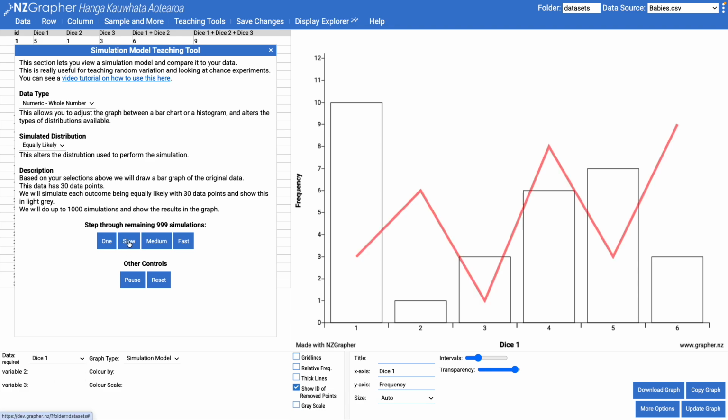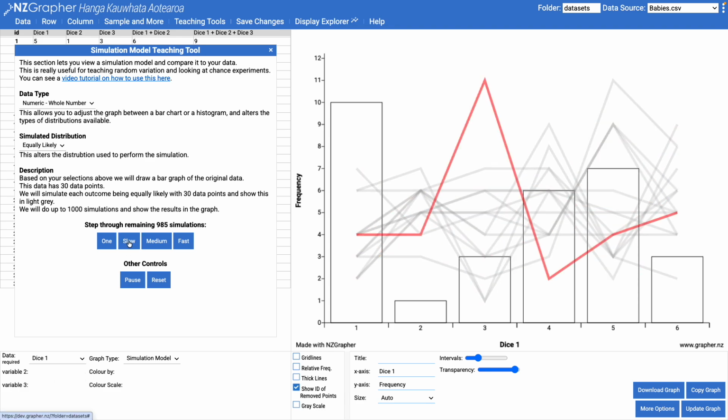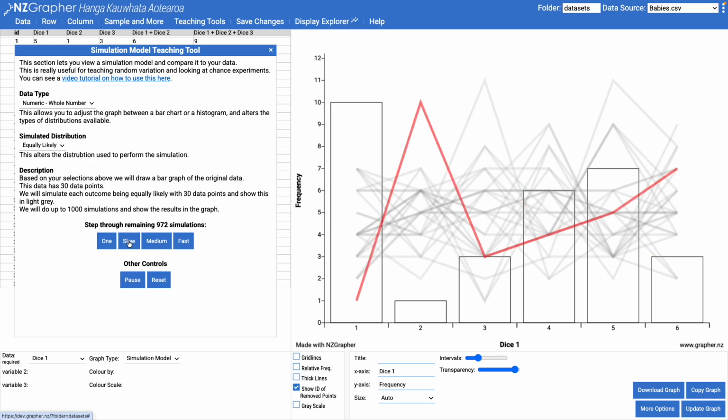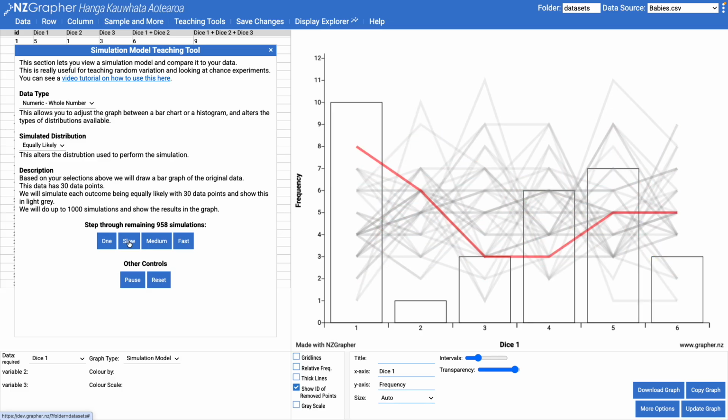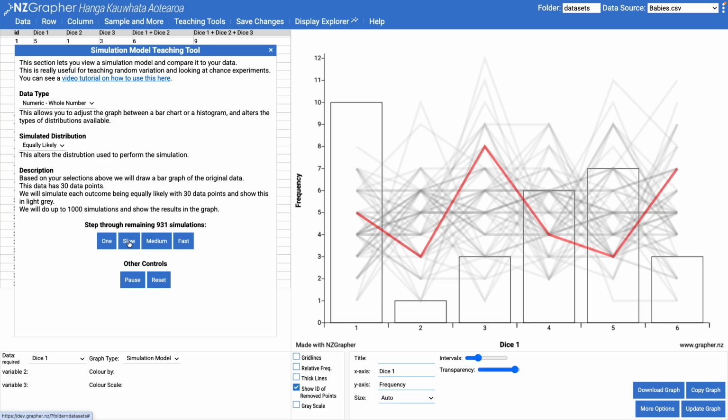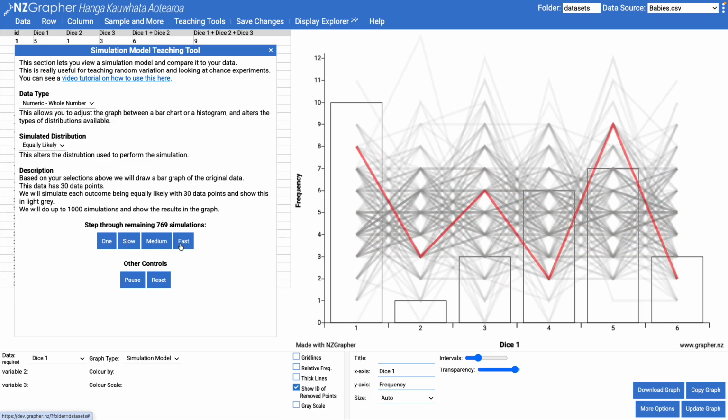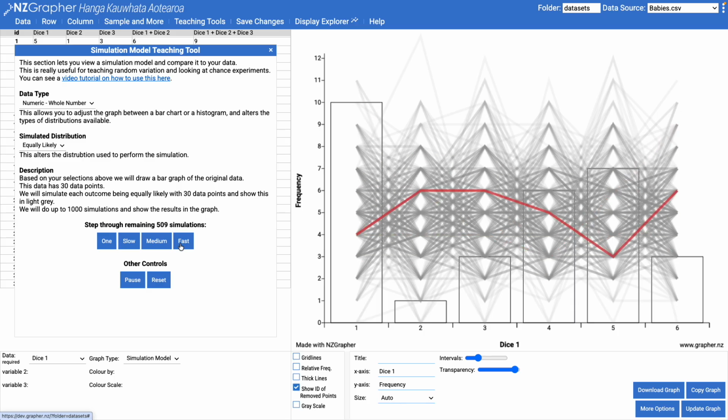So let's go through and do some random experimenting and see what happens. So I'm stepping through slowly. So far, there's been a few where you only get one at a time. And now we're getting some on the 2 as well. So let's step through that quite quickly. What we're getting here is the grey band showing the possible outcomes from running the simulations. So looking at this, while that data looked quite unusual, it is actually well within the bounds of what you might expect from rolling a dice 30 times. And that's the simulation model teaching tool on NZGrapher.